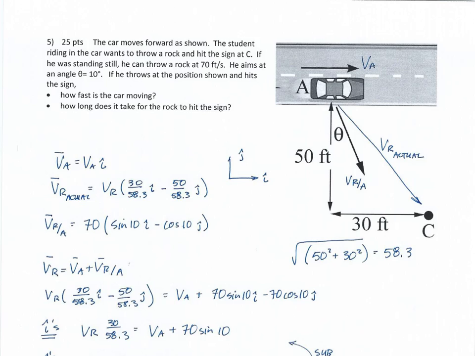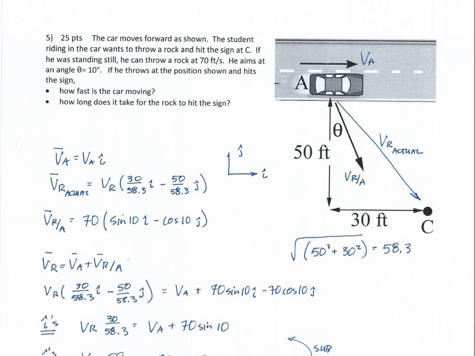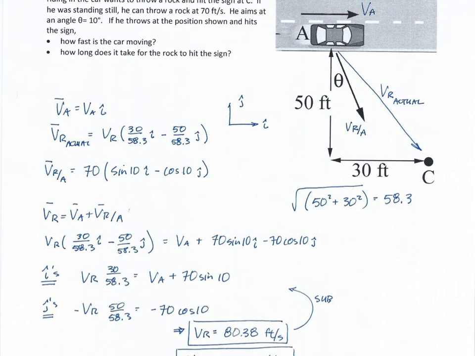First of all, I have to define my axes and make sure that I have an i and a j defined on the picture someplace. In this case, I also found that distance there. I've taken the square root of the sum of the squares, and that's going to be the distance that the rock actually travels, 58.3 feet. So set this up. Find the actual of the car. We know the car is going to go in the i direction. We know the rock is actually going to go in this direction. So I'm going to say that, but I don't know the magnitude.